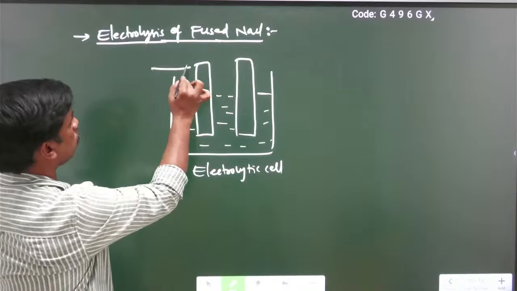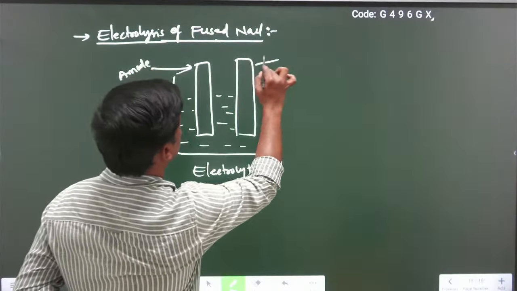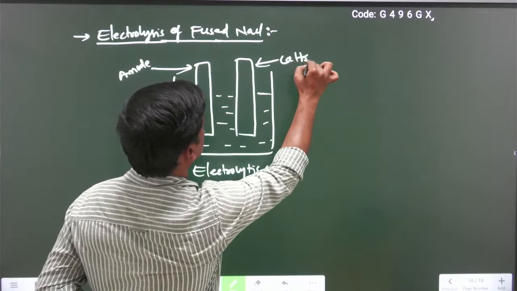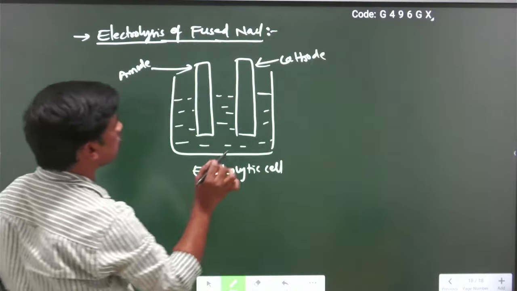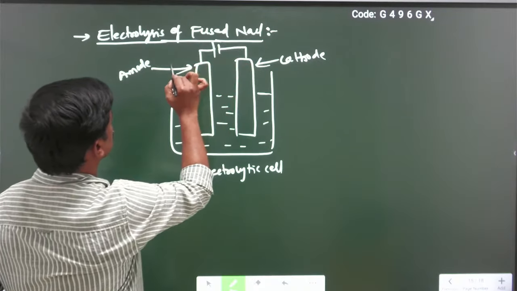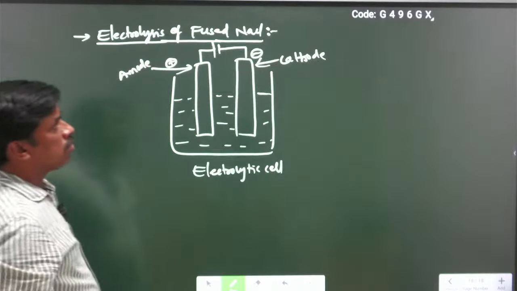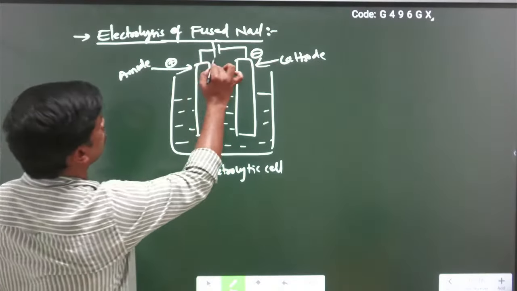This electrolytic cell consists of two electrodes. One is the anode and the other one is the cathode. These two are connected through a battery. The anode is positive and the cathode is negative here.